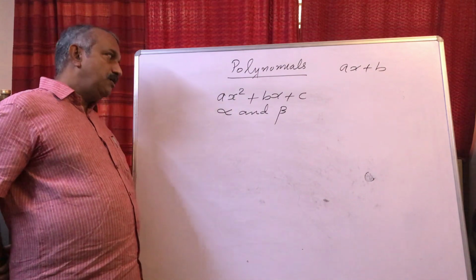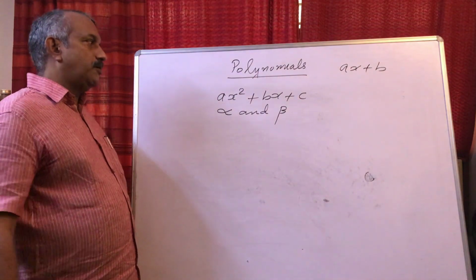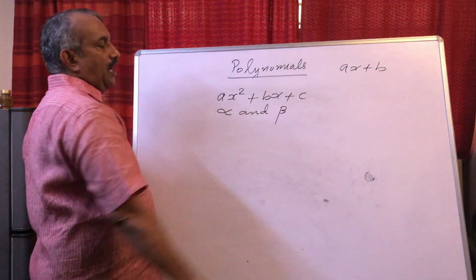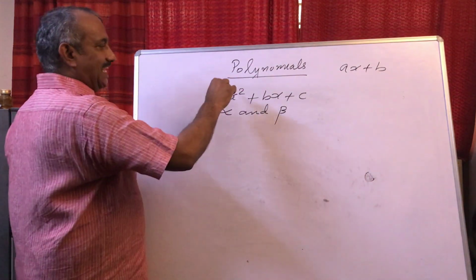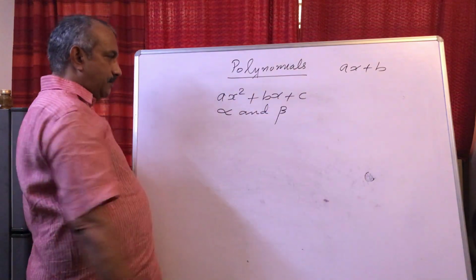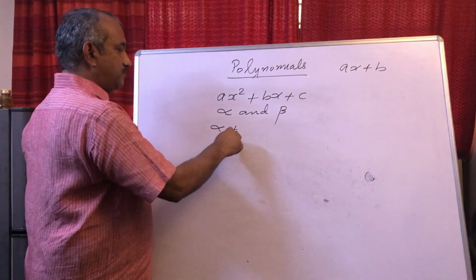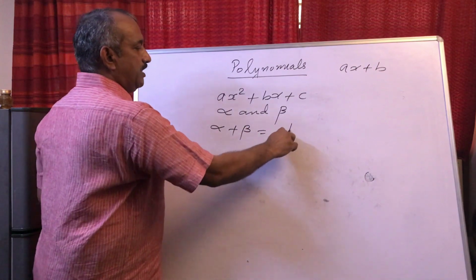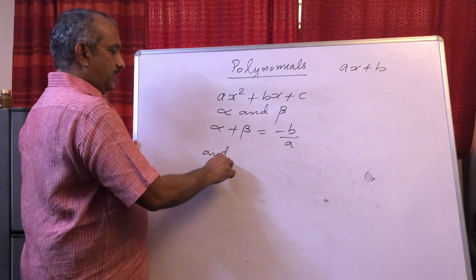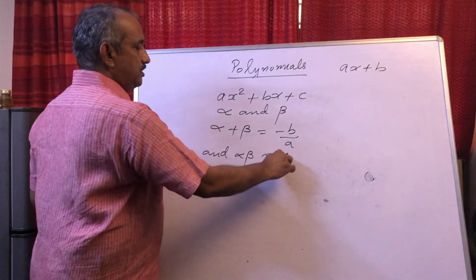Now let us come to the property. If alpha and beta are the two zeros of the quadratic polynomial ax square plus bx plus c, then alpha plus beta is equal to minus b upon a, and alpha beta is equal to c upon a.